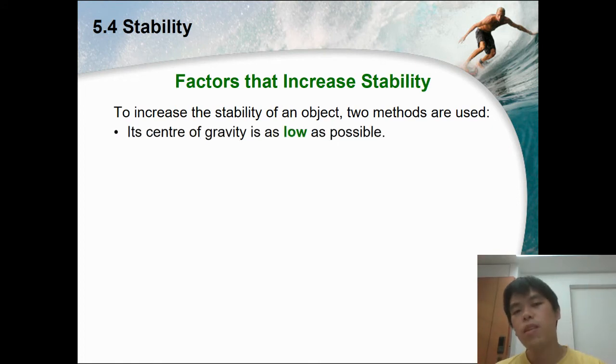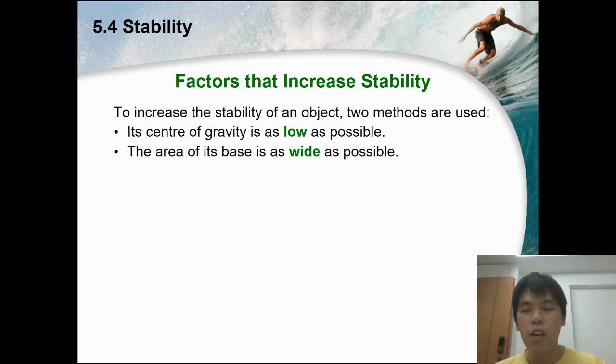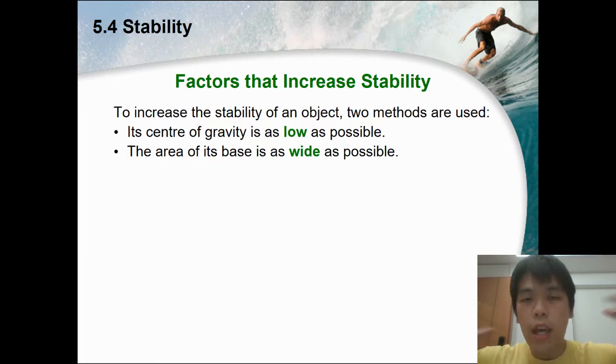There are two methods. Number one, you want your center of gravity to be as low as possible. Next, you want your area to be as wide as possible. Just take, for example, the sumo wrestler. The sumo wrestler will bend down, keep his body low, and spread his legs wide apart before he engages in the wrestling with the other sumo wrestler. So exactly the same, okay? We want to have a low center, keep ourselves low, and keep our legs as wide as possible so that there's a wide base area.